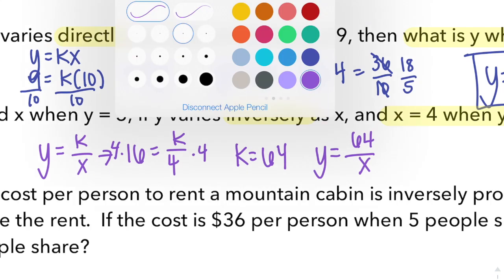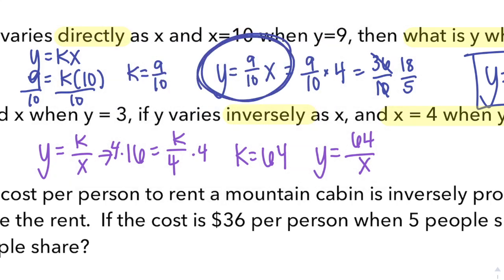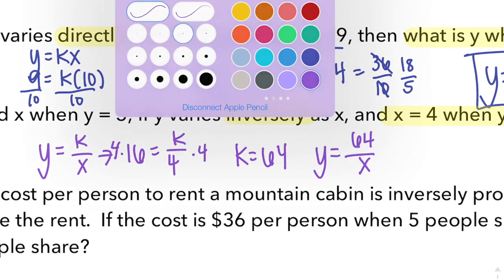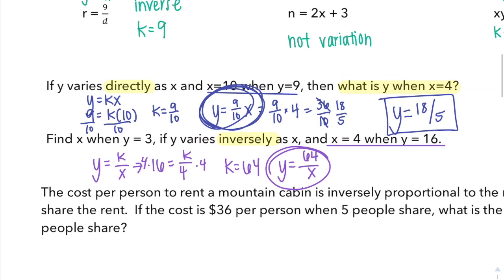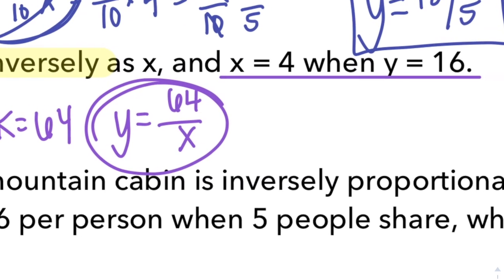So back here, the equation is what helped me get to the answer, and I'd use the equation with what I was given. Here, same thing. I have the equation, I used what was given. But the problem didn't ask for the equation. It said find x when y is 3. So I'm going to plug in 3 for y and work backwards.